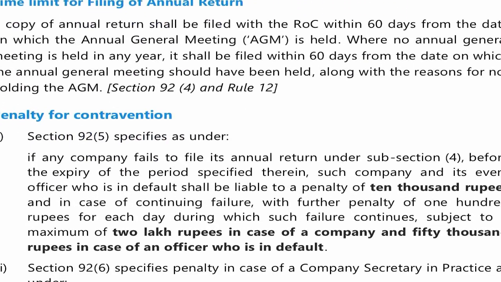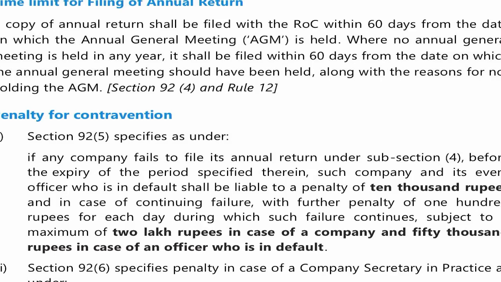The limit for filing of annual return. A copy of annual return shall be filed with the ROC within 60 days from the date on which the AGM is held. Where no annual general meeting is held in any year, it shall be filed within 60 days from the date on which the AGM should have been held, along with the reasons for not holding AGM. Section 92(4) Rule 12.